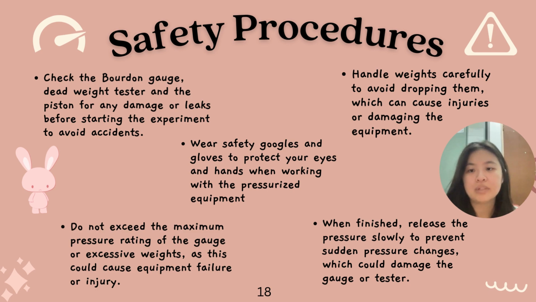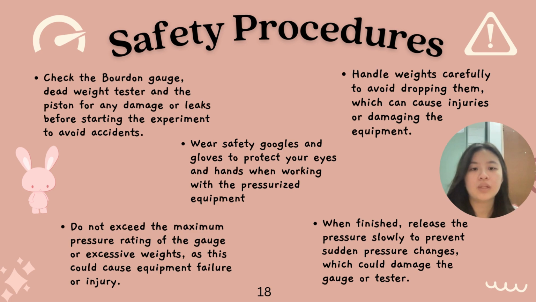For the safety procedure, the first one, we must check the Bourdon gauge, the weight tester and the piston for any damage or leak before starting the experiment to avoid accidents. And then we must wear safety goggles and gloves to protect the eyes and hands when working with the oil. Besides, we need to wear safety goggles and gloves to protect our eyes when working with pressurized equipment.